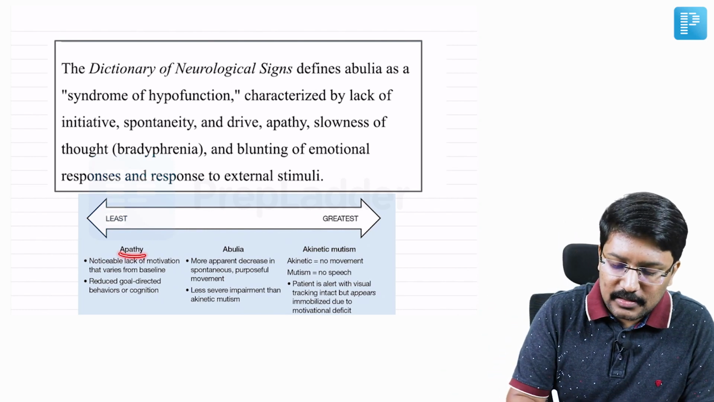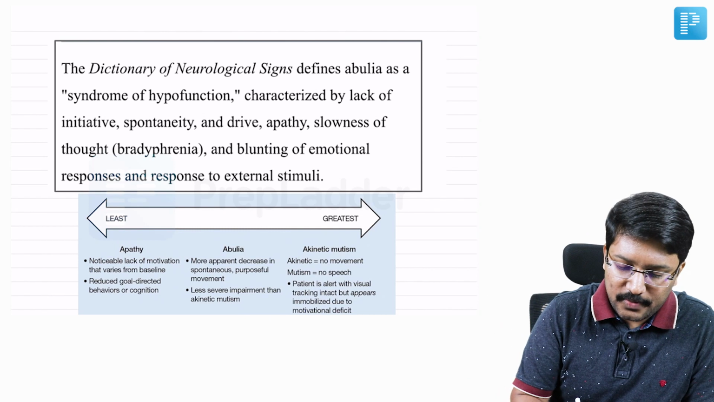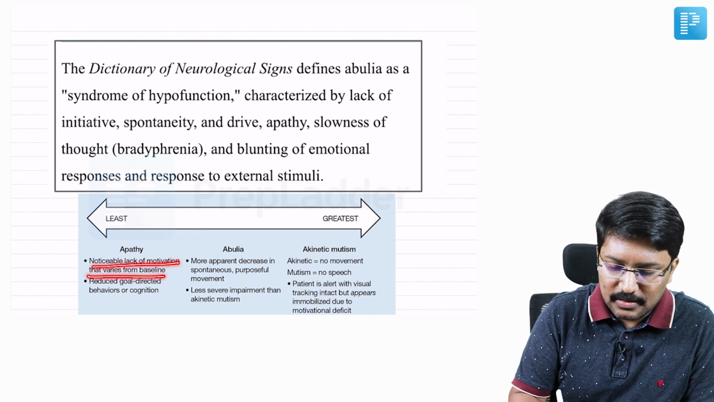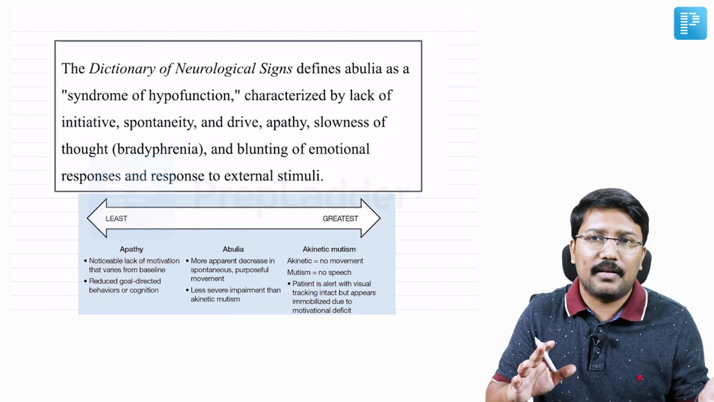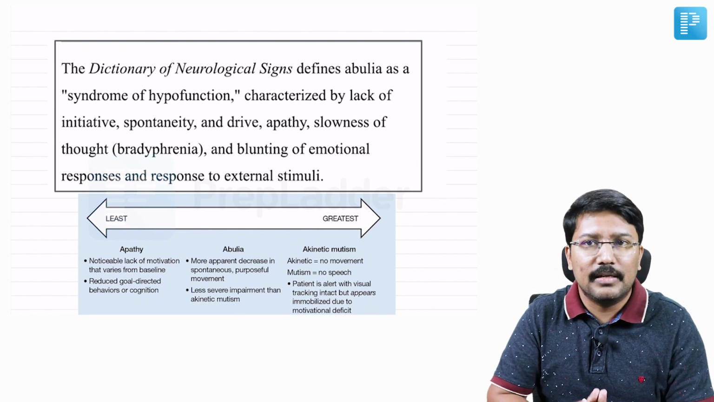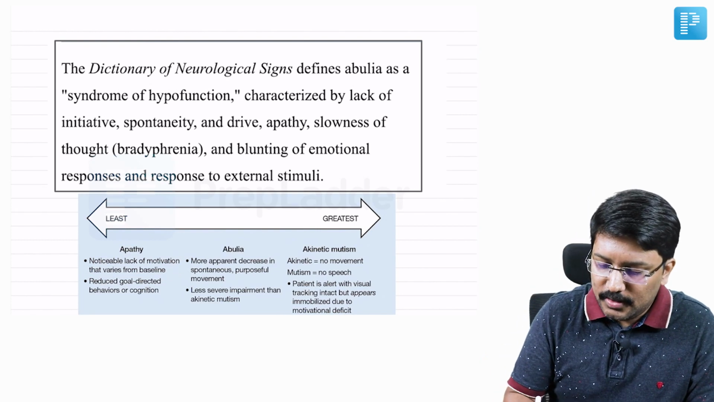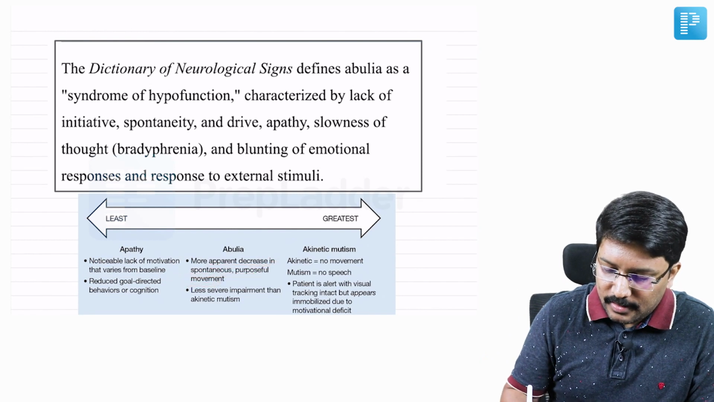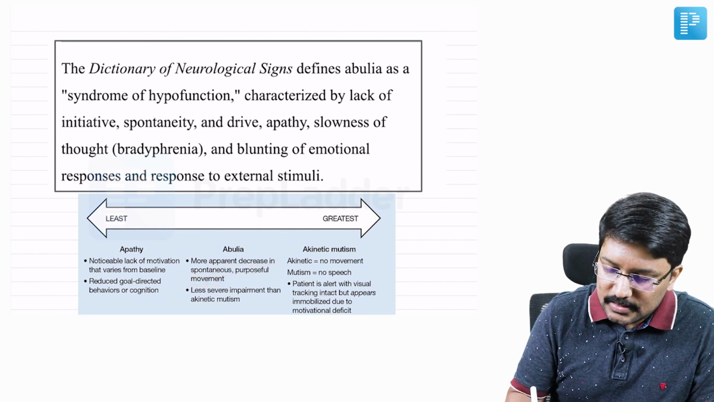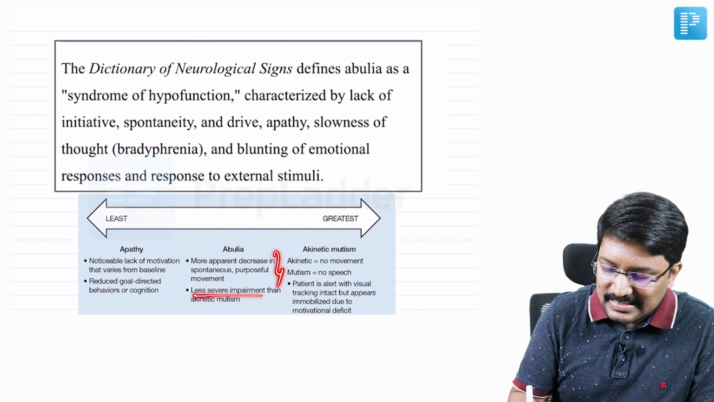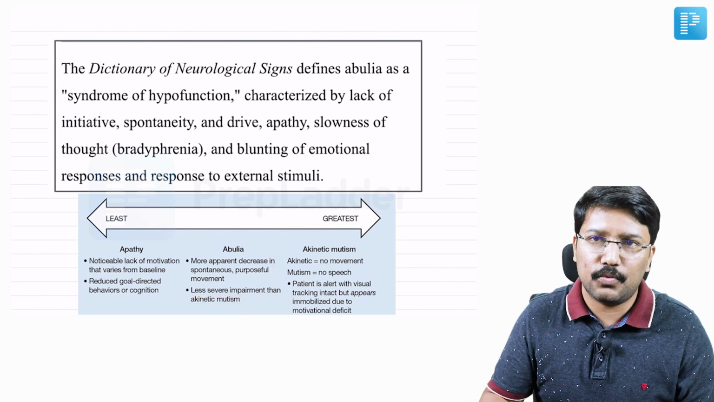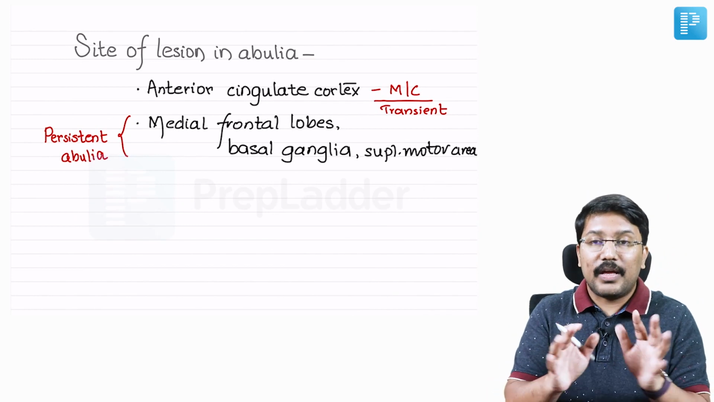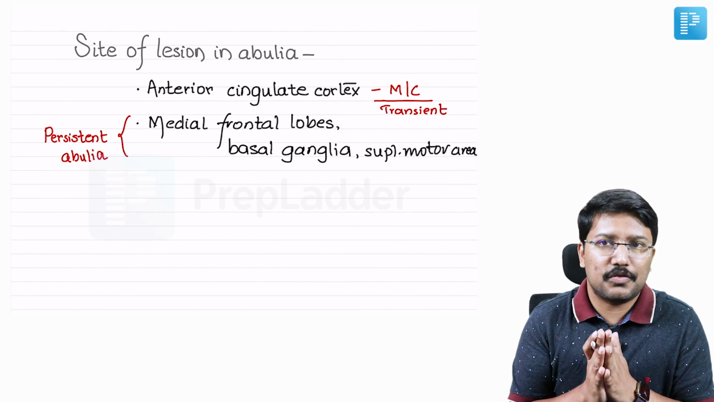And on the least severe end, we just have apathy, where there is a noticeable lack of motivation that varies from baseline. That is the milder end of the spectrum. So abulia sits in between these two, right? In abulia, there is a more apparent decrease in spontaneous purposeful movement, and this deficit is not as severe as we see in akinetic mutism, right? Okay. Now, where is the defect, the site of lesion in case of abulia?